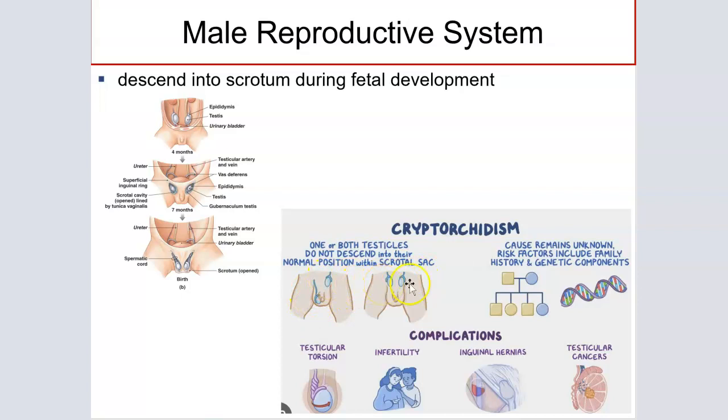And so for whatever reason, they're not sure exactly, there does seem to be a genetic piece to it, they don't descend properly. So if not corrected, there's a lot of different complications. You can get this torsion, which is very severe, has to be dealt with immediately. It can cause infertility and increase your risk of hernias as well as cancers.